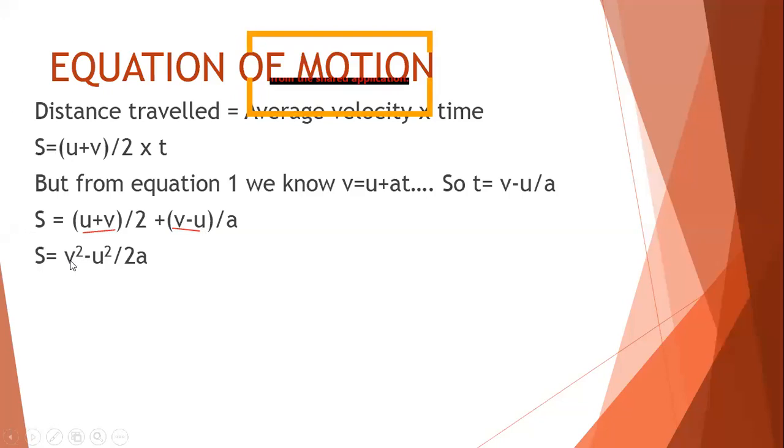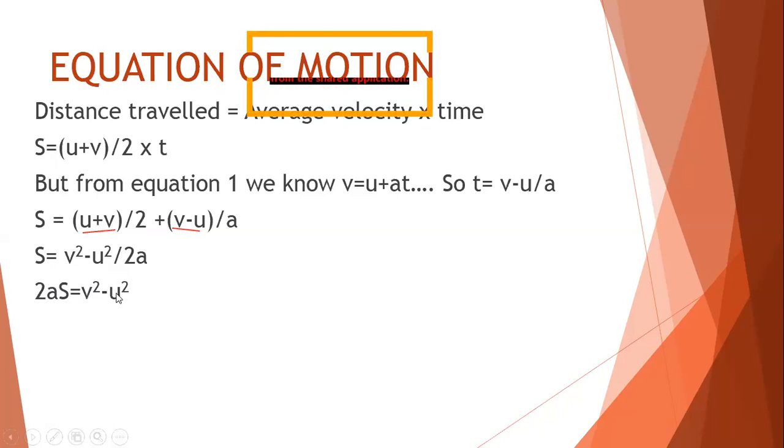The same way we have written v square minus u square divided by 2a, because this is in division, so I have just done the multiplication of this. So v square minus u square upon 2a. Now this 2a is in division, it goes on the other side to multiplication, so it becomes 2as. So 2as is equal to v square minus u square.